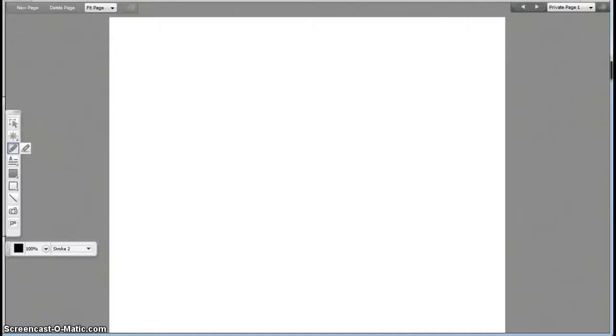This is Jacob's Algebra, Chapter 13, Lesson 4, Solving Quadratic Equations by Factoring. Now we have a new rule we're going to learn in this lesson. It's called the zero product property.